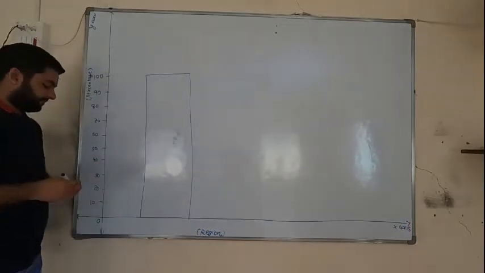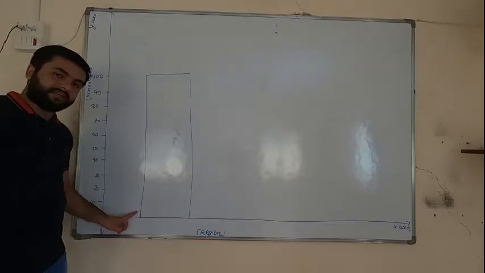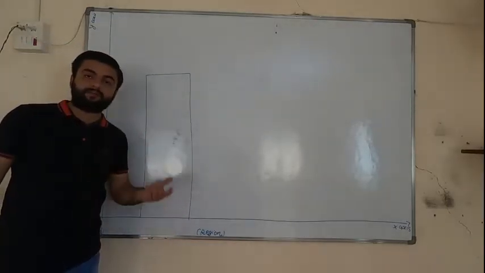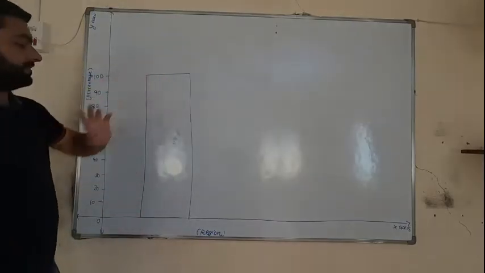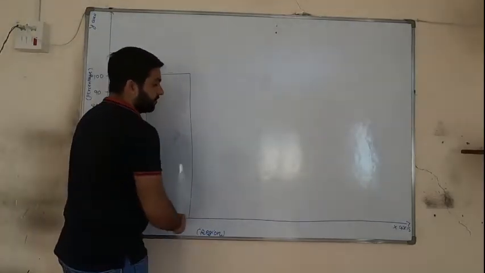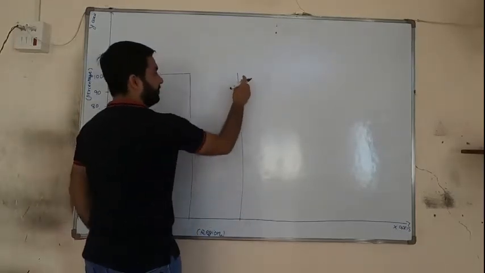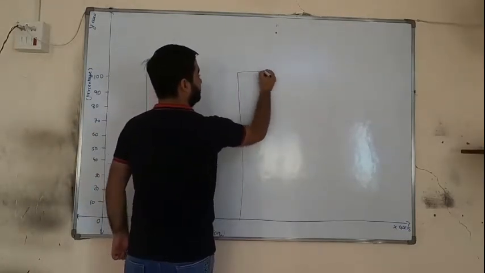Again I am repeating, 1, 2, 3 boxes are left, then this bar, 1, 2 and 3 boxes. This bar also will be of 3 boxes, 100. Then again you leave 1, 2, 3 boxes, then again a bar of 1, 2 and 3.